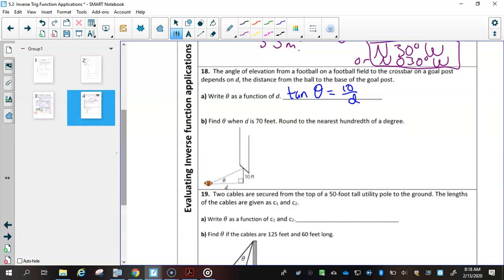Now, this wants it as a function of theta, so I need to rewrite this so that theta equals the tangent inverse of 10 over d. The second part of this gives you what d is, and you solve it. It just gives you the value.